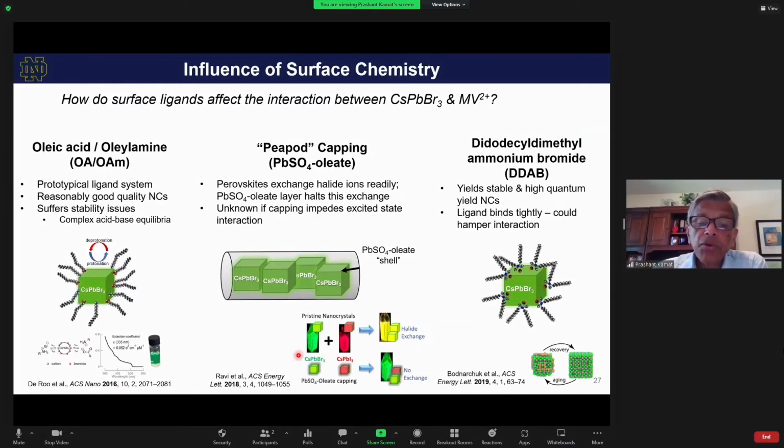One of the things we wanted to see is, does the surface chemistry matter? So we had different ligands. This is the oleylamine, oleic acid ligands. And here we use a lead sulfate oleate shell. This really is an inorganic shell, an excellent synthesis that somehow is not being picked up by the community, but it's a very good synthesis where you can even prevent mixing of the two halides. And another one was the DDAB ligand. We can exchange to it, and that is a little more stable. So we looked into it.